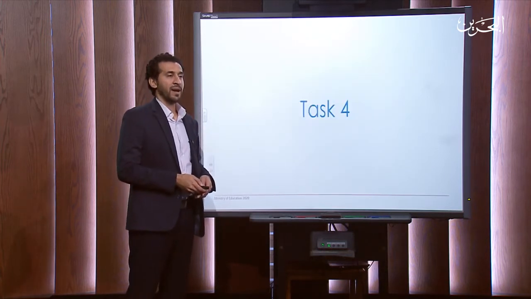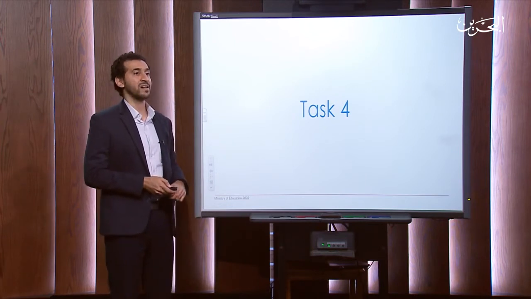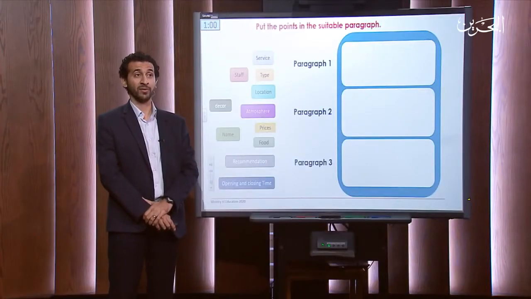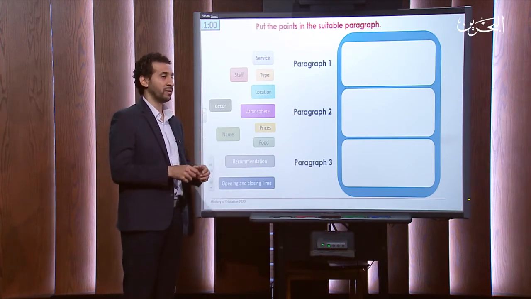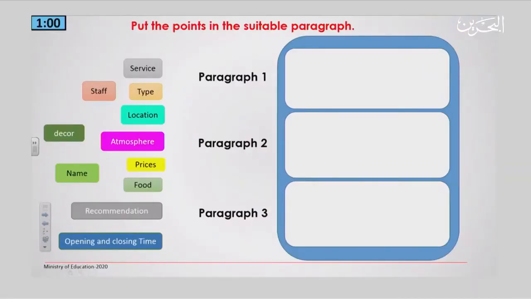Okay, now let's go to the last task of today's lesson, and it's task number 4. In task number 4, you need to put the points in the suitable paragraph. So the main idea here is to focus on the layout of the restaurant review. So again, we have 3 different paragraphs, and in each paragraph, we need to add a specific piece of information. So what about paragraph number 1? What about paragraph 2? And what about paragraph 3? You have 1 minute. And I want you to be very careful in choosing the correct answer this time. We will come back later.